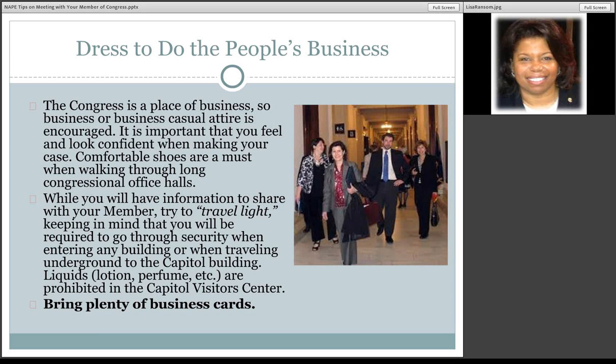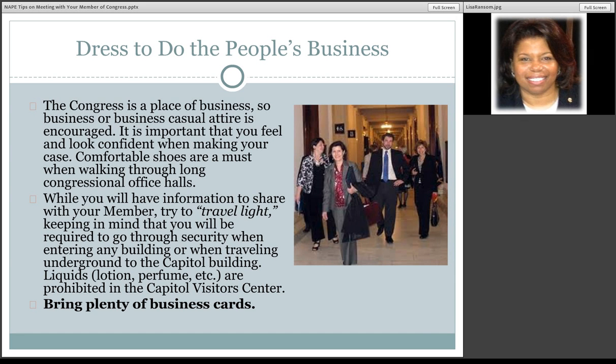Dress to do the people's business. The Congress is a place of business, so business or business casual attire is encouraged. It's important that you feel and look confident when making your case. Comfortable shoes are a must when walking through long congressional office halls.